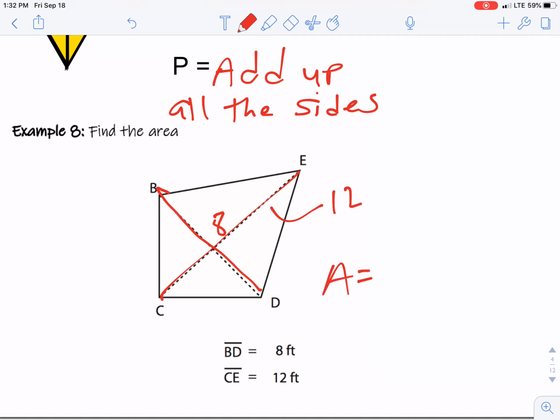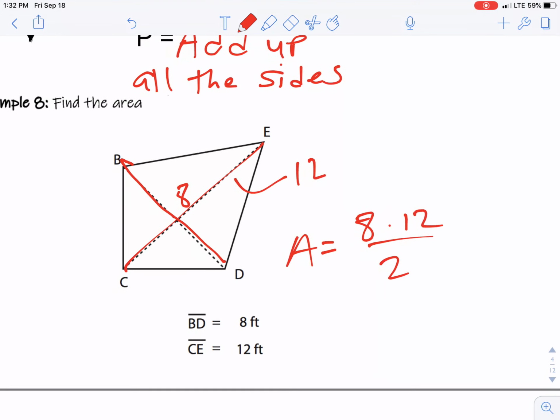So to find the area, we're going to take 8 times 12 and divide it by 2. 8 times 12 is 96. Cut in half is 48. We are finding area, so we need to have square feet.